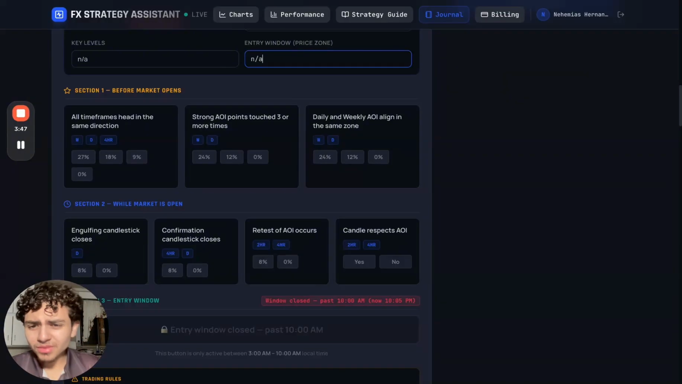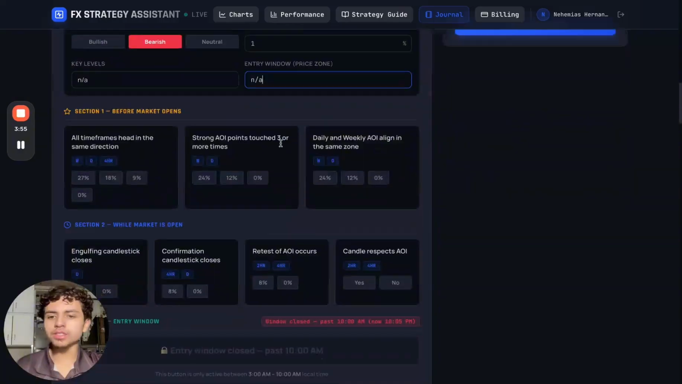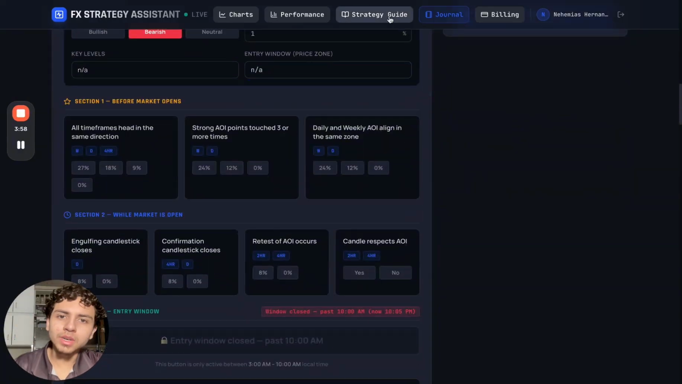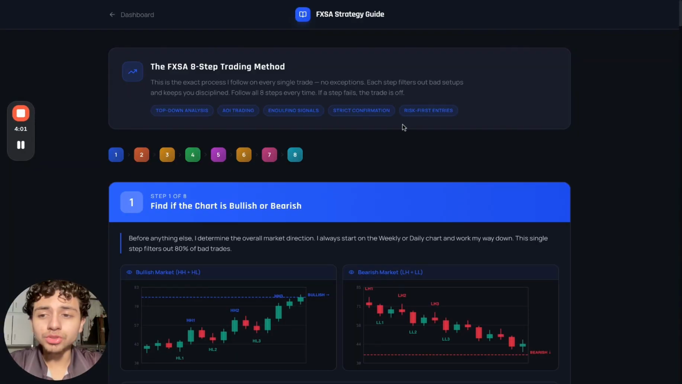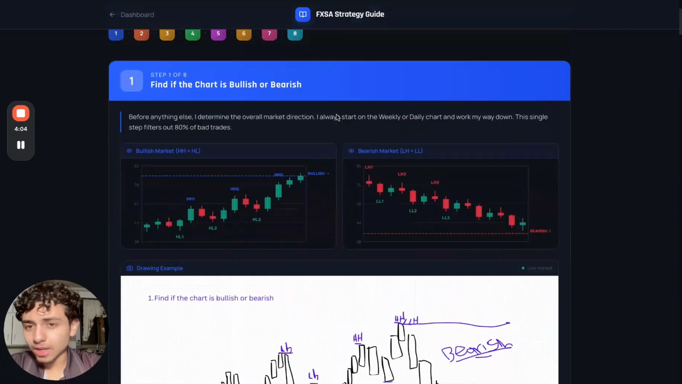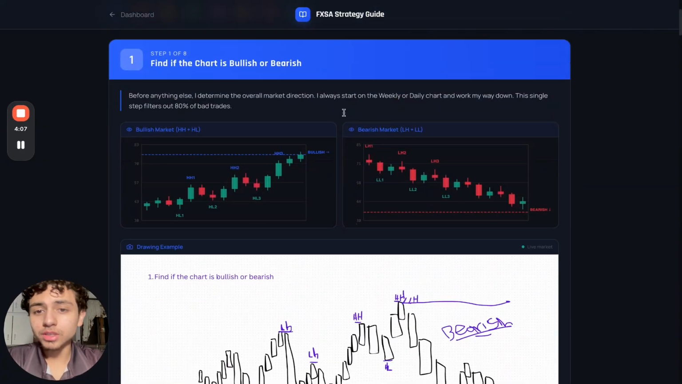And then the second question I gotta ask: does it have a strong area of interest point that touches 3 or more times? What's a strong area of interest point that touches 3 or more times? So if we come here to my strategy guide, it shows you guys the way I trade. So as I mentioned, you first gotta find if the chart is bullish or bearish.